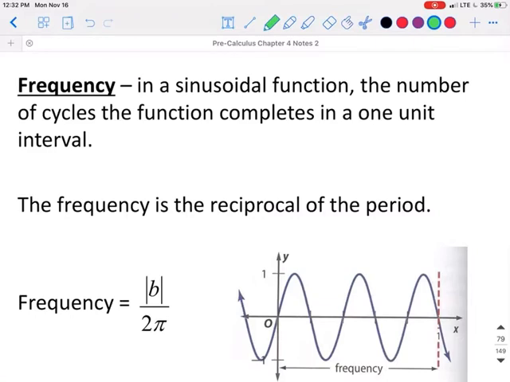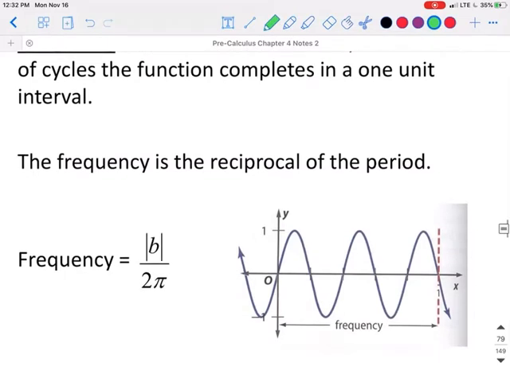Frequency in a sinusoidal function is the number of cycles that a function completes in 1 unit interval. So in 1 whole unit, from here to 1 unit away, how many times does the graph go up and down? Frequency is just the reciprocal of the period, so it's just the absolute value of b over 2 pi.